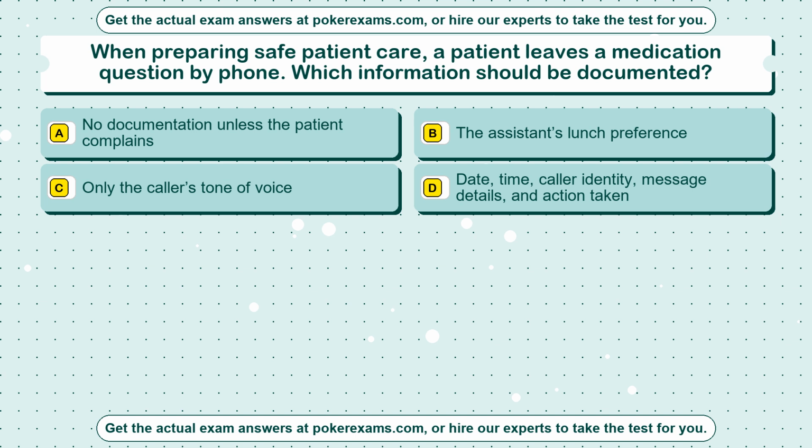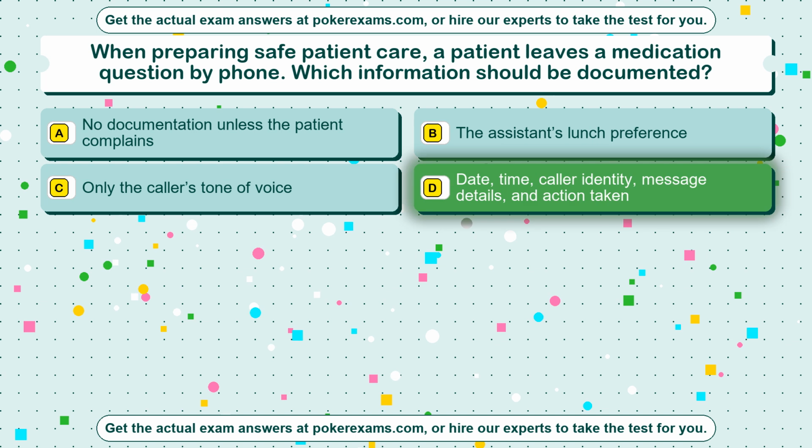Option A, no documentation unless the patient complains. Option B, the assistant's lunch preference. Option C, only the caller's tone of voice. Option D, date, time, caller identity, message details, and action taken. The correct answer is option D, date, time, caller identity, message details, and action taken.